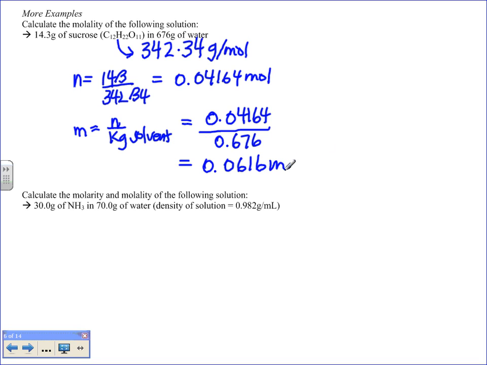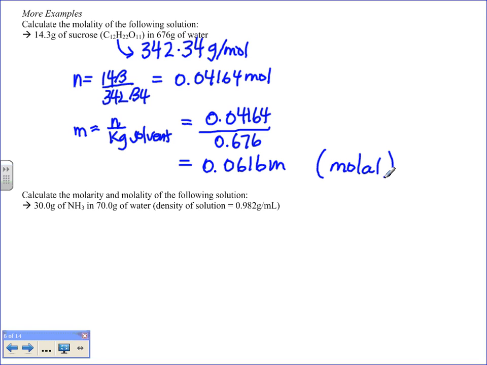The way that we express that is it's a 0.0616 molal solution. Just like capital M was molar, for molality we use the term molal. So we've got a solution here. We want the molarity and the molality for this solution prepared by dissolving 30 grams of NH3 in 70 grams of water.